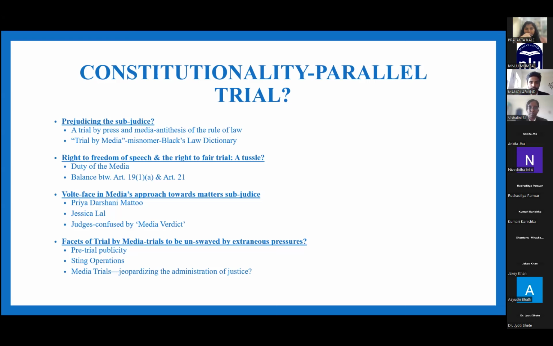Then we have also looked into the media's role in encroaching into matters which are sub judice. Earlier, the media and press were not under the pressure as such to push up their TRP ratings and sales.